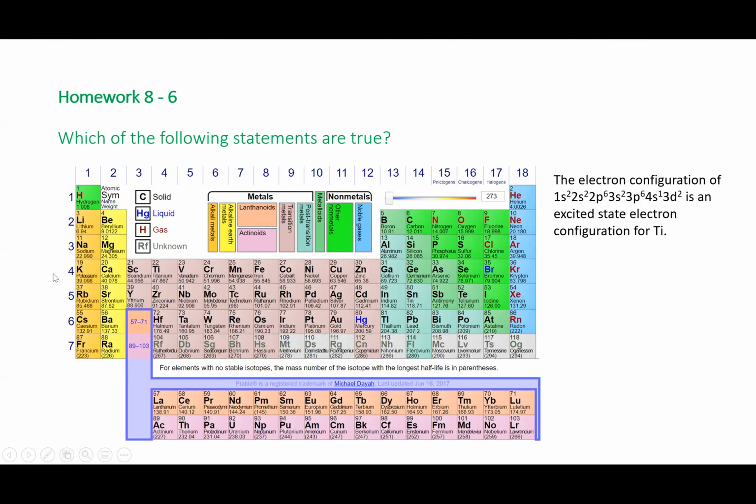But for an excited state, your electron is still in the element or in the atom, so it doesn't go anywhere, so you should still see it present. So the statement is false.